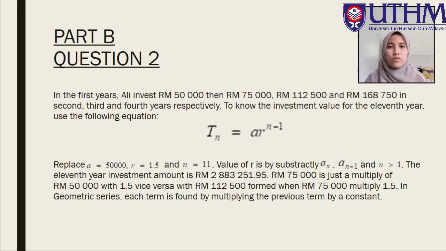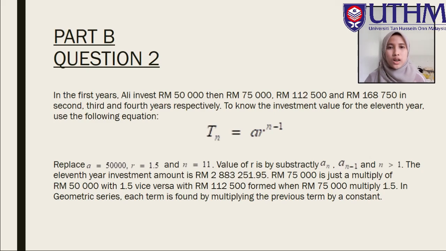The value of r is found by dividing consecutive terms, for n more than 1. The 11-year investment amount is 2,883,251 ringgit and 95 cents.